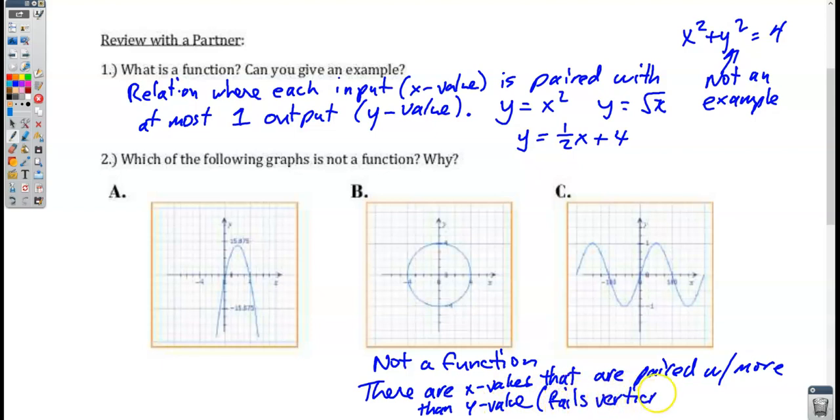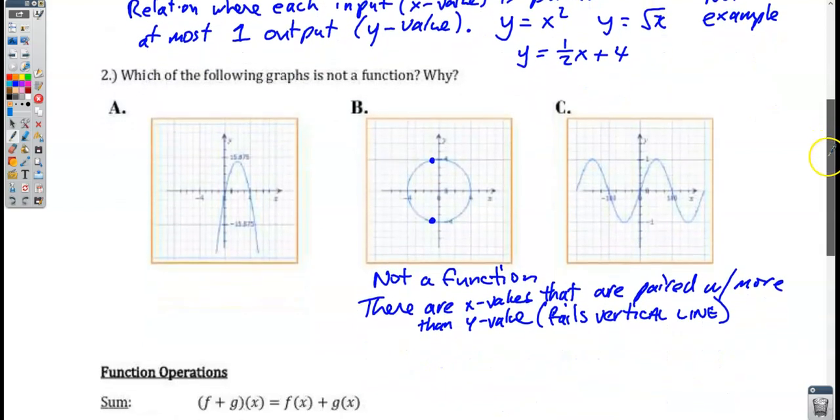And the reason that it fails the vertical line test, if you imagine running a vertical line over the graph B, for instance right here, at this x value, we have two different y values. That makes it not a function. If we run a vertical line over graph A, it never hits more than one point at a time. If we run a vertical line over graph C, it never hits more than one point at a time. Okay, so a quick little review of functions for us there.